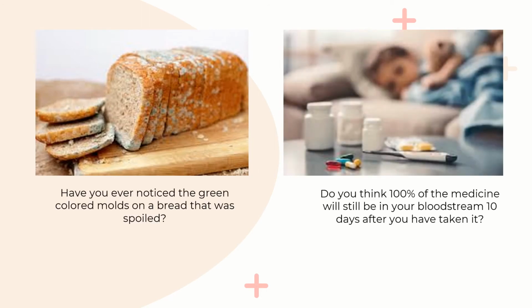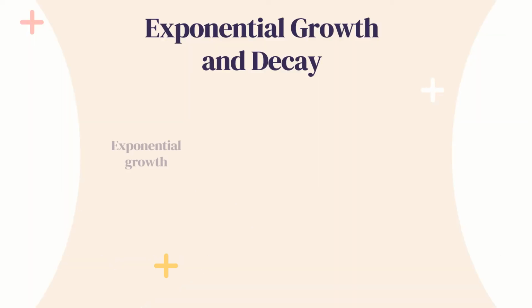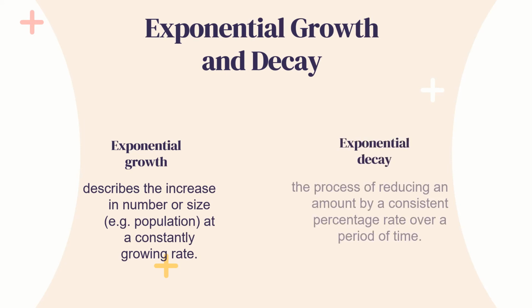So we'll be answering this one right after we know the ideas or the definitions of what exponential decay and exponential growth are. But then we will just be reading this one. Have you ever noticed the green colored molds in a bread that was spoiled? And on the other one, do you think 100% of the medicine will still be in your bloodstream right after 10 days you've taken it? Okay. So the definition of the two is that exponential growth, as we know from the root word growth, describes the increased number or the size or, for example, population that is constantly growing at a certain rate.